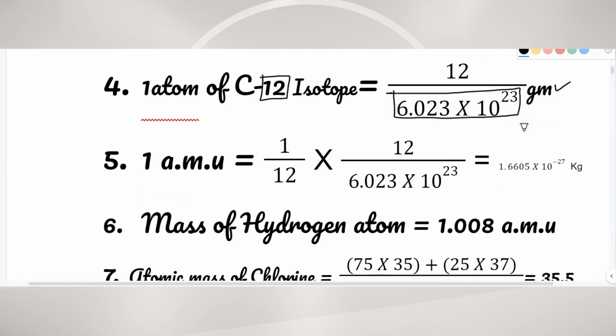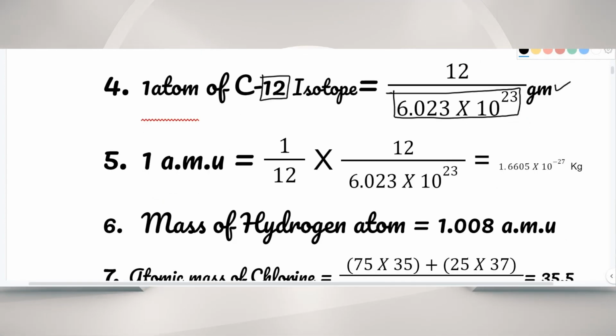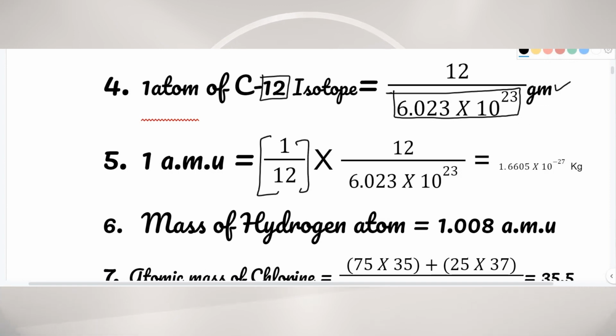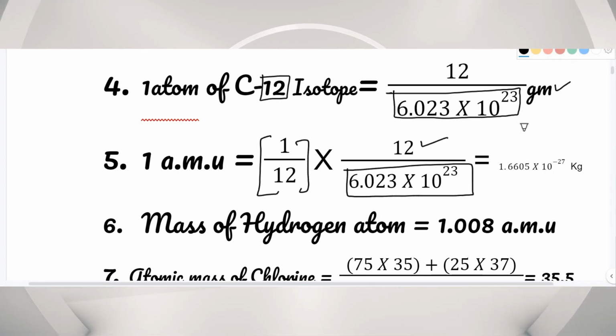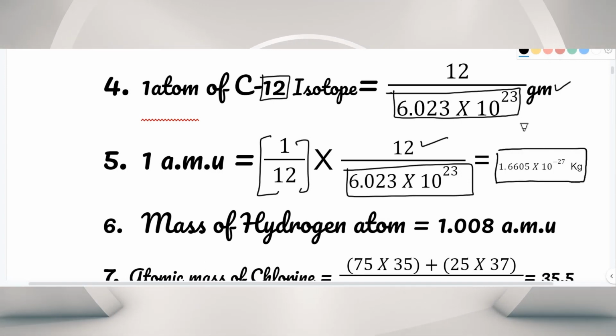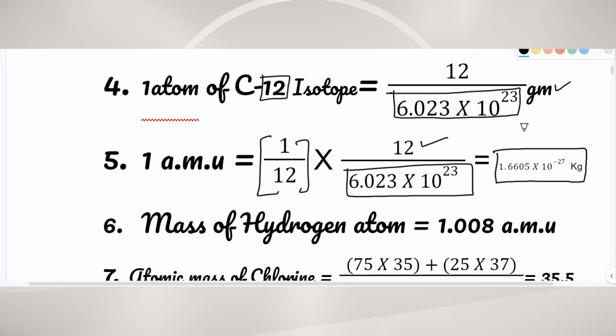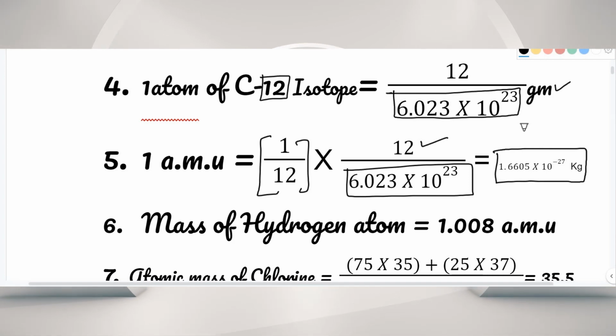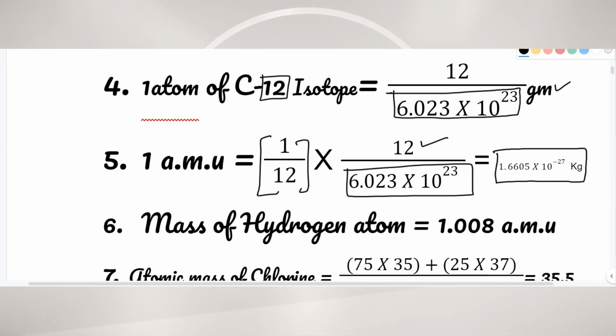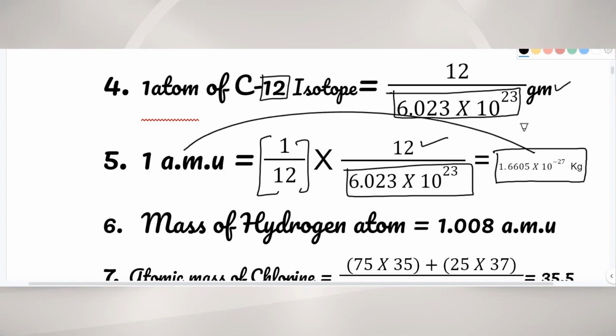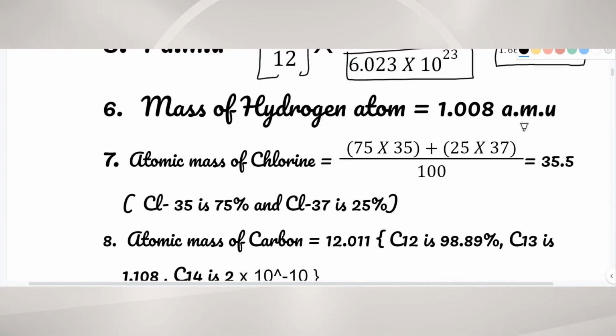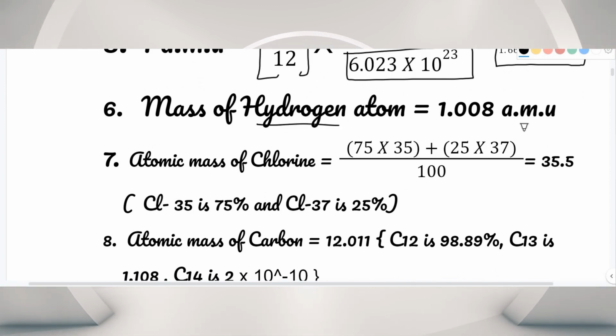Now what is 1 atomic mass unit? 1 atomic mass unit is 1/12 of 12 divided by the Avogadro number. On solving, you get 1.6605 into 10 to the power minus 27 kilogram, or 10 to the power negative 24 grams. So this is the conversion of atomic mass unit to kilograms or grams. That's the connection.